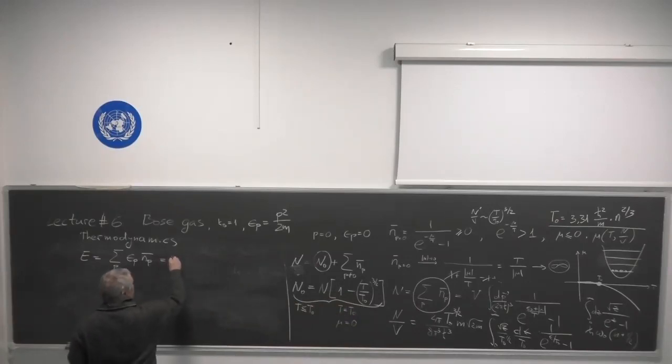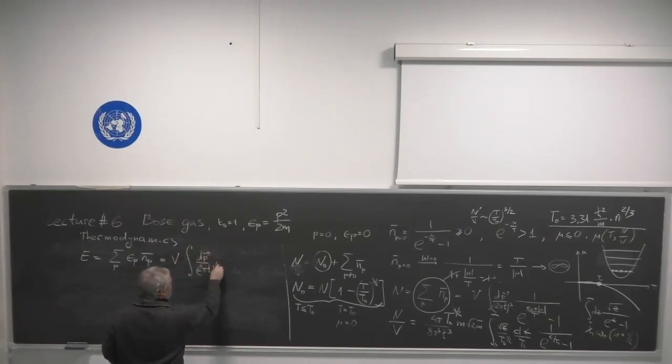So this is the volume integral dp over (2 pi h bar) cubed. Here we have p squared over 2m divided by e to the power epsilon p minus mu plus modulus mu, divided by temperature, minus 1.